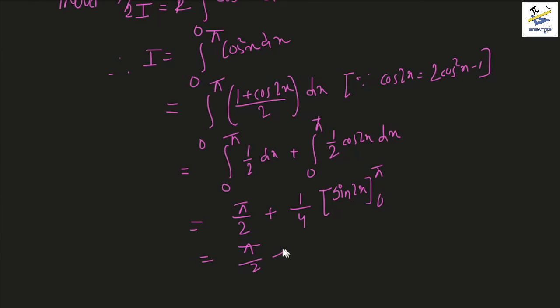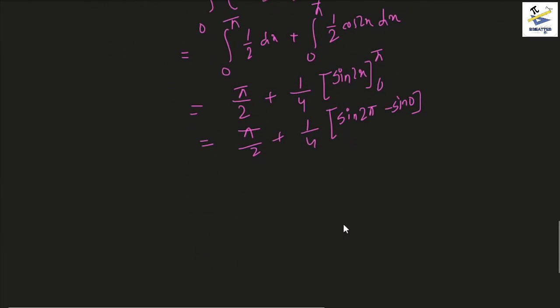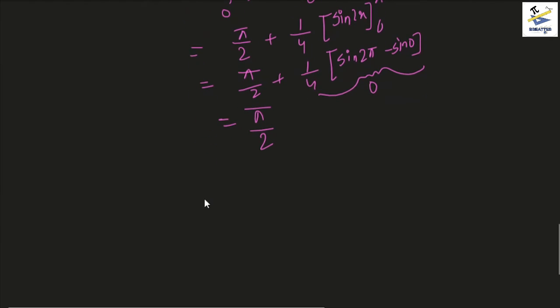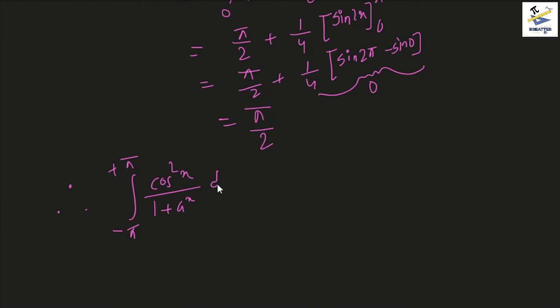So pi by 2 plus 1 by 4, we have sine of 2 pi minus sine of 0, both of which are 0 basically, because sine of any integral multiple of pi is 0. So we get the answer as pi by 2 because this portion is 0. So our final answer becomes pi by 2. So therefore we can write it here that the integral from minus pi to plus pi of cos square x divided by 1 plus a to the power x dx is just pi by 2. So this is the answer, right?